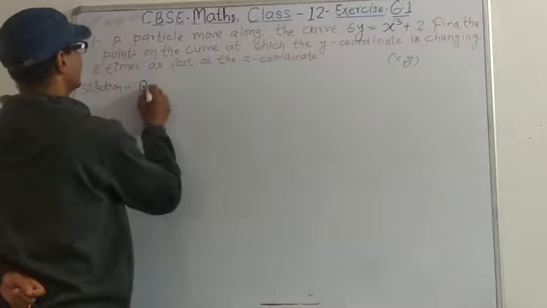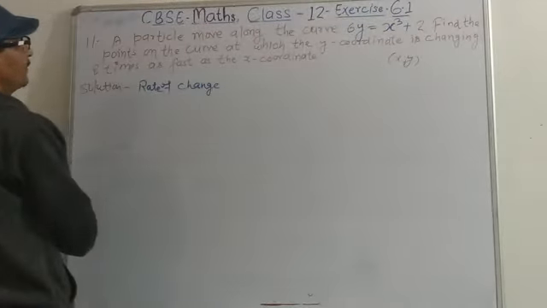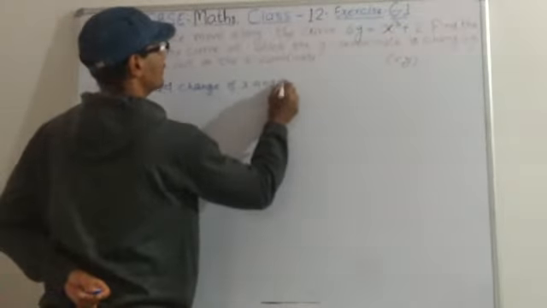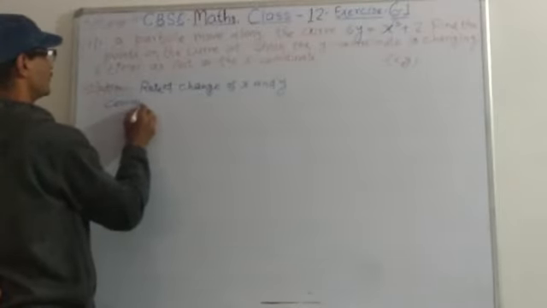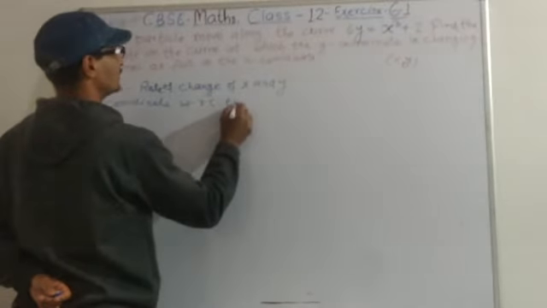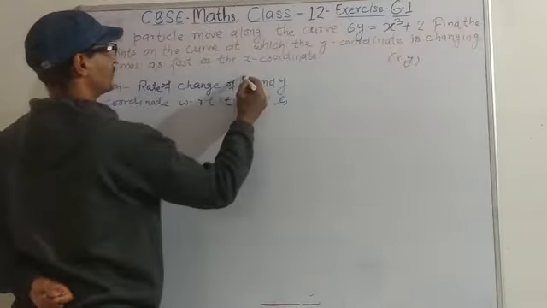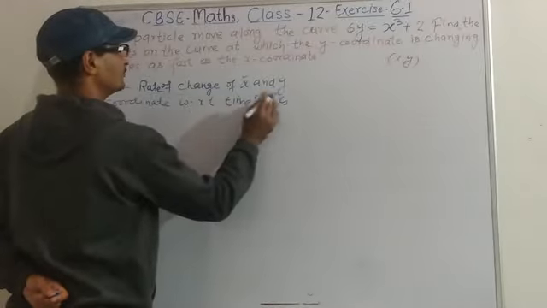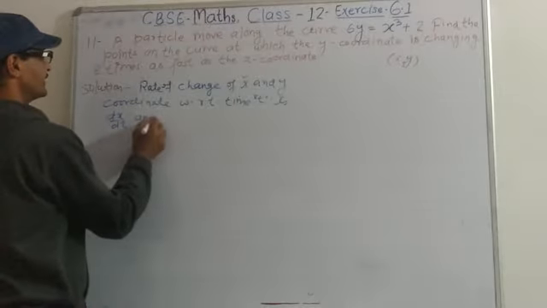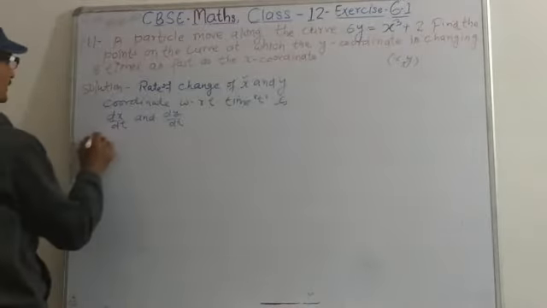The rate of change of x and y coordinates with respect to time t: the rate of change of the x coordinate we write as dx/dt, and the rate of change of y becomes dy/dt.